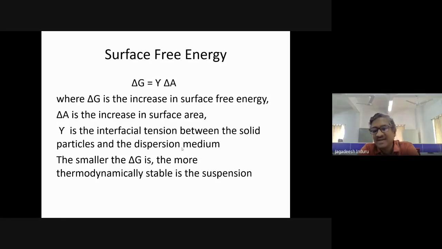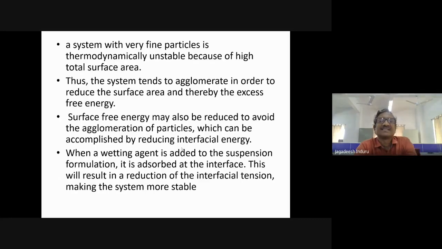So this is the fundamental we need to learn in our journey of preformulation. A system with very fine particles is the most thermodynamically unstable because of the high surface area. These are the conclusions we are making, and you can write the same thing in the exam. Does the system tend to agglomerate in order to reduce the surface area? That is the reason particle growth occurs, and thereby the excess free energy decreases. Surface free energy may also be reduced to avoid agglomeration of particles, which can be accomplished by reducing the interfacial energy. When a wetting agent is added to the suspension formulation, it is adsorbed at the interface.